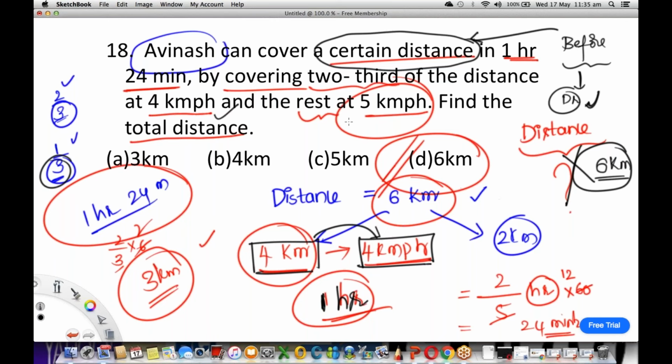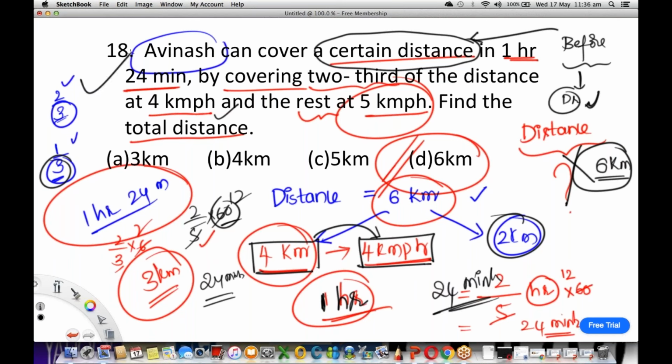And the second statement, he mentioned the rest of the distance he traveled at 5 kilometer per hour. Out of 6 kilometers, 4 kilometers gone means the leftover will be 2 kilometers. These 2 kilometers he is moving with a speed of 5 kilometer per hour. That means the time taken will be 2 by 5. 2 by 5 is in terms of hours, so I convert it into minutes by multiplying with 60. 5 12s are 12, 12 into 4 is 24 minutes. So overall it will make a journey of 1 hour 24 minutes. It's absolutely matching with the given first statement. So that means 6 kilometers, whatever my assumption is, is absolutely correct.